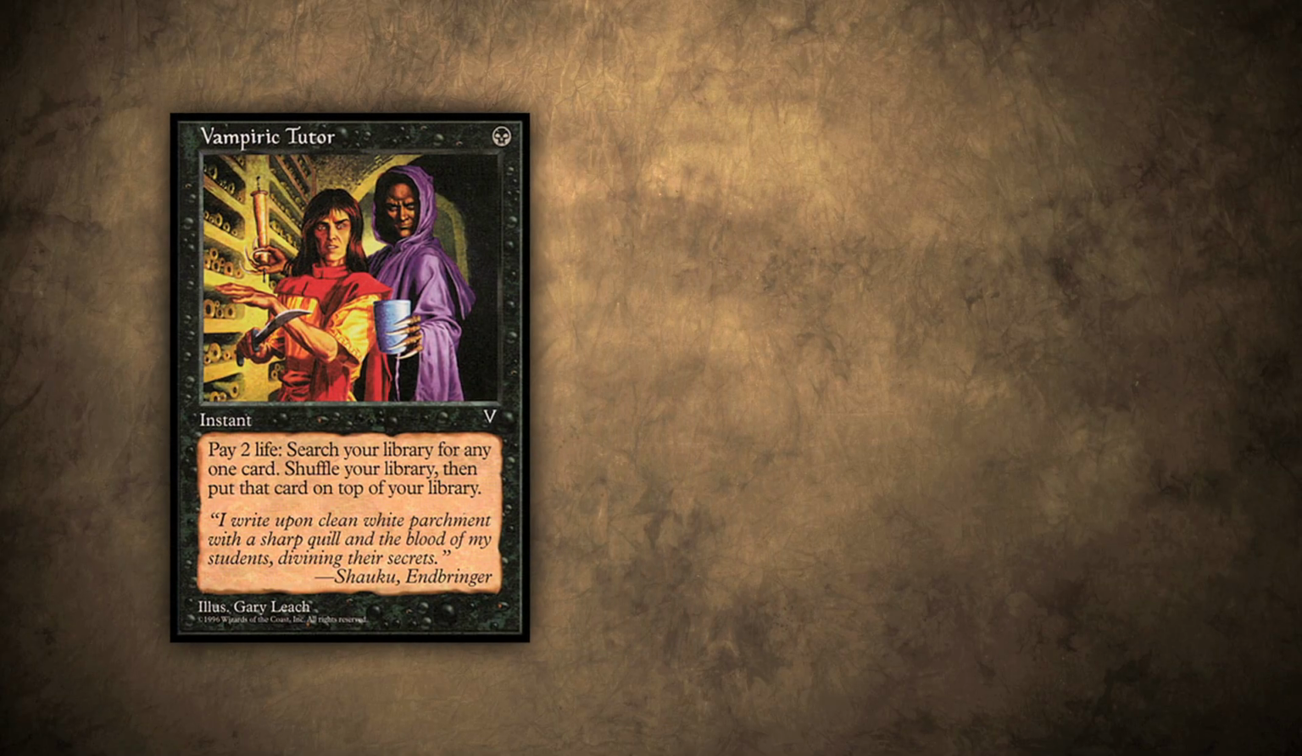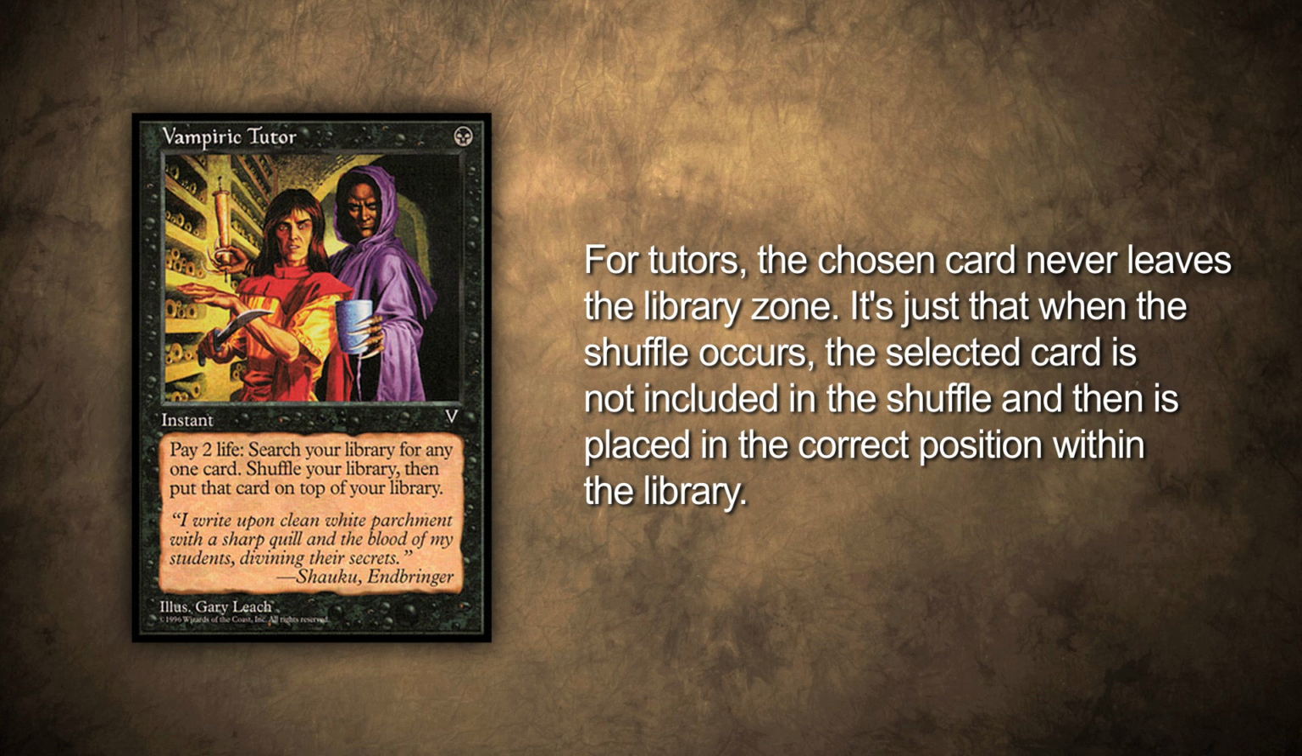So next, let's take a look at some comprehensive rules regarding shuffling. When searching for cards with things like Vampiric Tutor, the searched card never technically leaves the library zone. It's just that when the shuffle occurs, the selected card is not included in the shuffle, and then is placed within the correct position within the library.